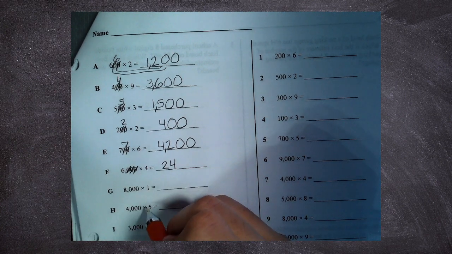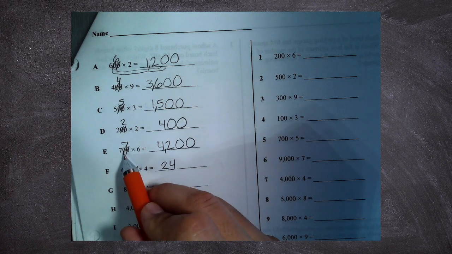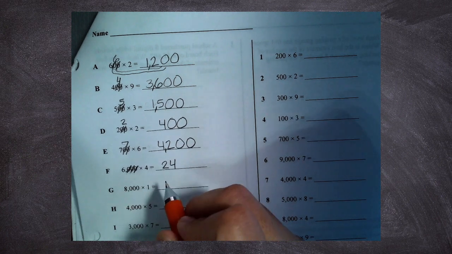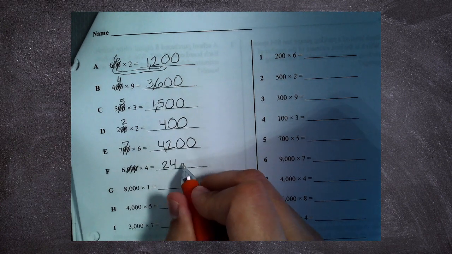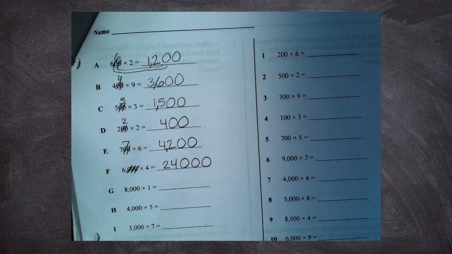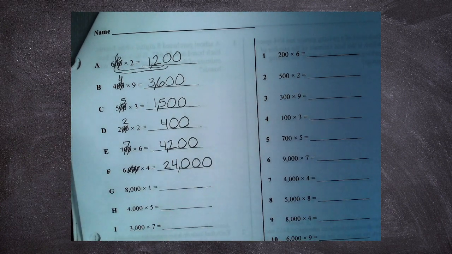And now I have to put my zeros back. But when I go to put them back, I have to remember, I didn't just take away 2 zeros. I took away 1, 2, 3 zeros. So I have to put back 1, 2, 3 zeros. That means that my answer is 24,000.